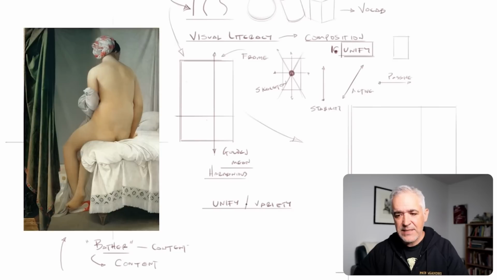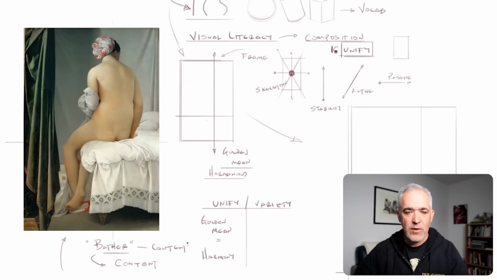But what I've decided here is that what unifies this picture for me is the golden mean. And the reason for that is because this is a picture that is with harmony. It looks peaceful, it's calming. So I'm trying to connect my form to my content.